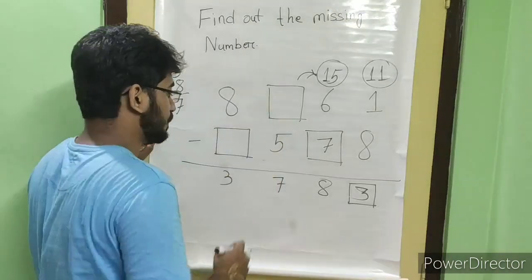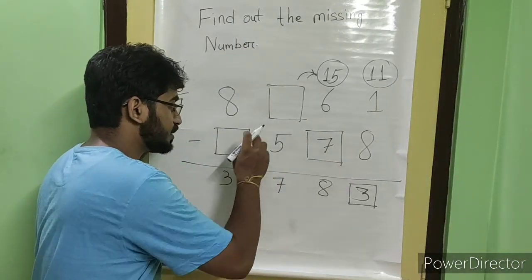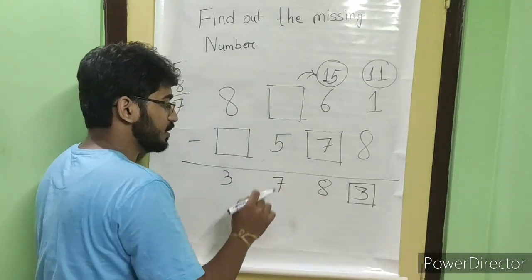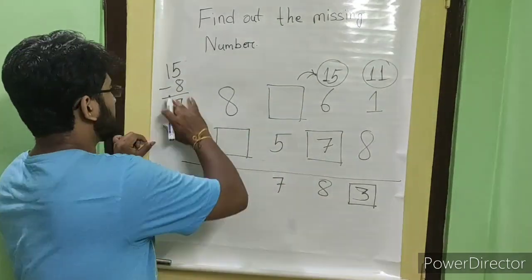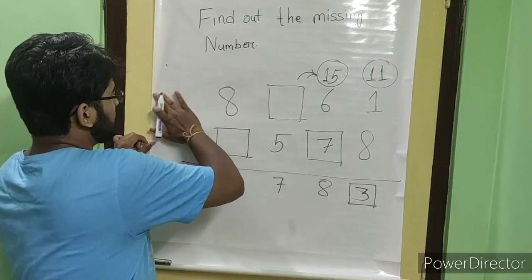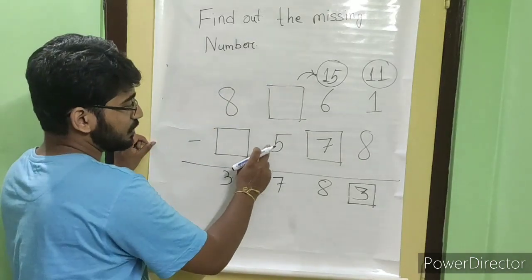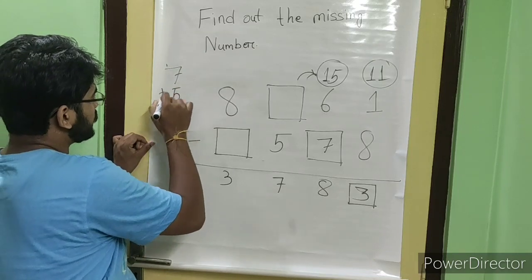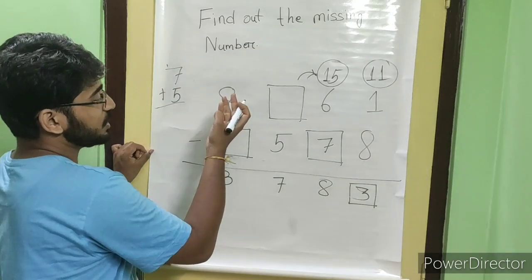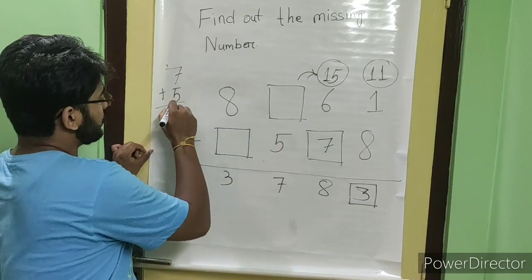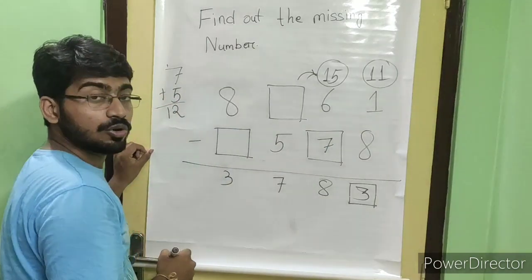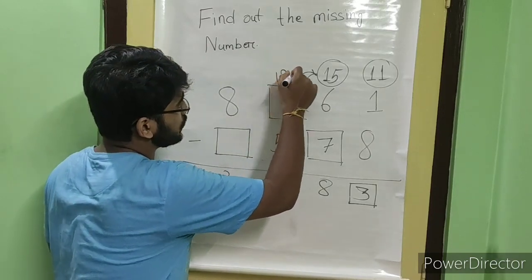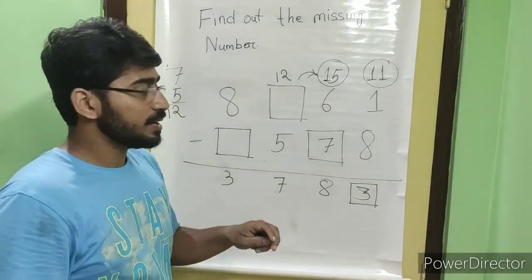Next one. So what will be here? We need to subtract 5 from a larger number to make it 7. So let's check it out. What will be there? We will add 7 with 5. So 7 plus 5, how much? 8, 9, 10, 11, 12. So 7 plus 5 is equal to 12. So we will write 12 here, right?